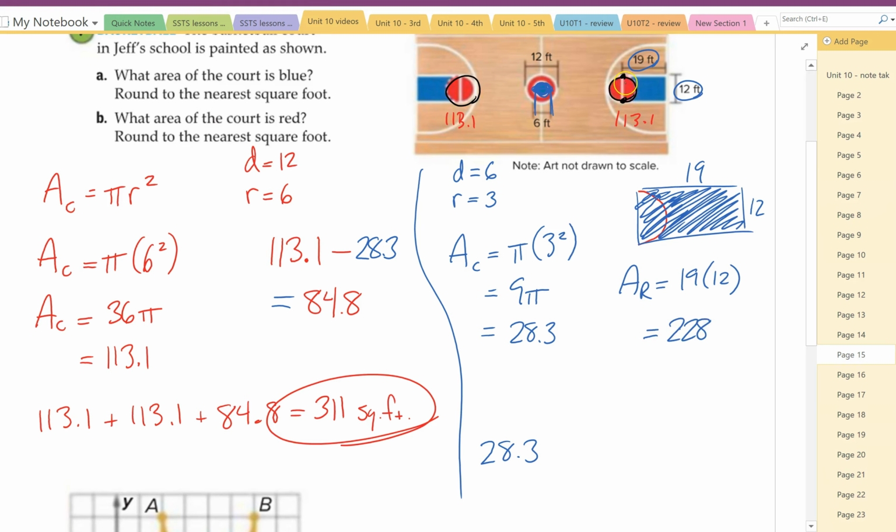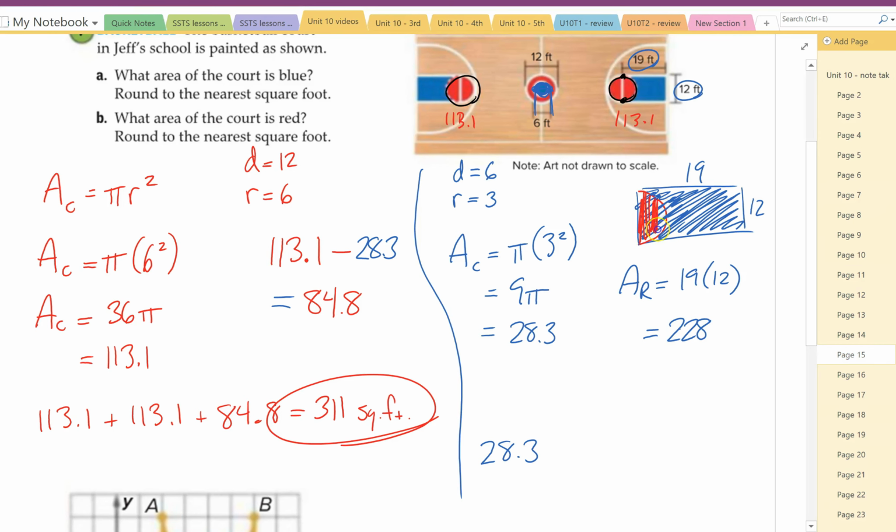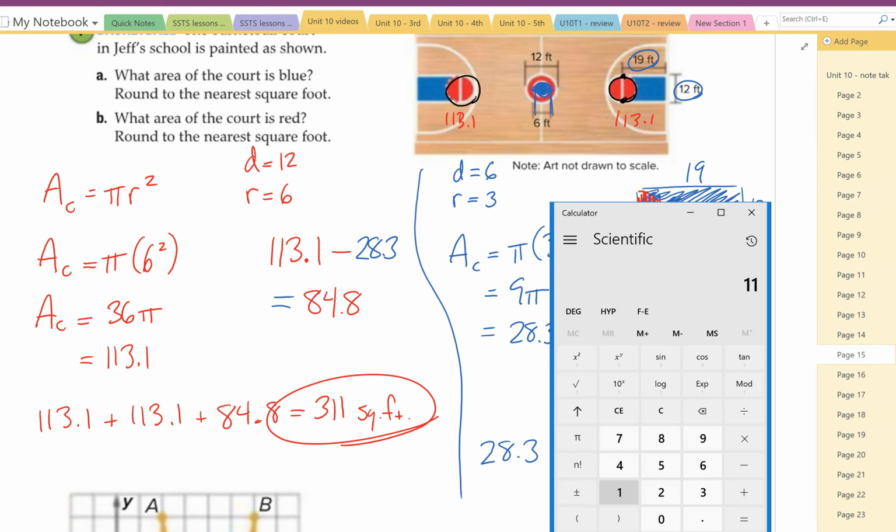But remember, I have to shave off this semicircle right here. That's actually red, so I'm going to have to cut that part out. Luckily I already know that each one of those circles, the whole thing is 113.1, and I want half of it. Right? I want to take half of one of those circles. So 113.1 divided by 2 is 56.6.